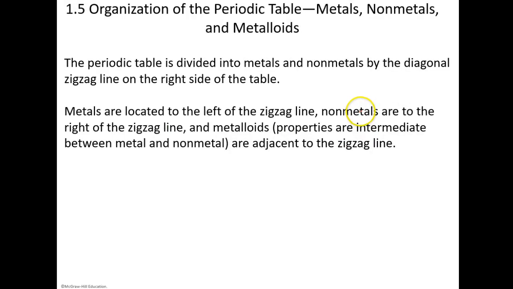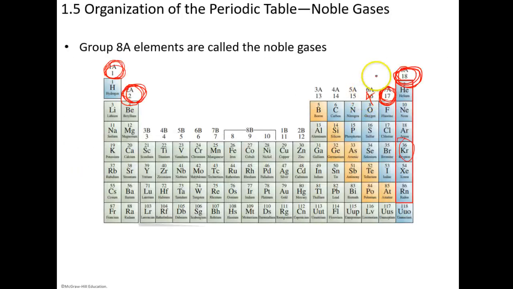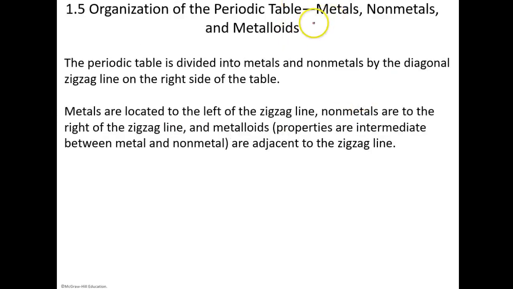Now, the table is also composed of metals, nonmetals, and something called metalloids. So let me go back to the periodic table from before. Like I said, you've got metals, nonmetals, and metalloids. It says the periodic table is divided into metals and nonmetals by this diagonal zigzag line. I will show you where that is. Metals are located on the left of the line, nonmetals are on the right, and the metalloids are pretty much on the line.